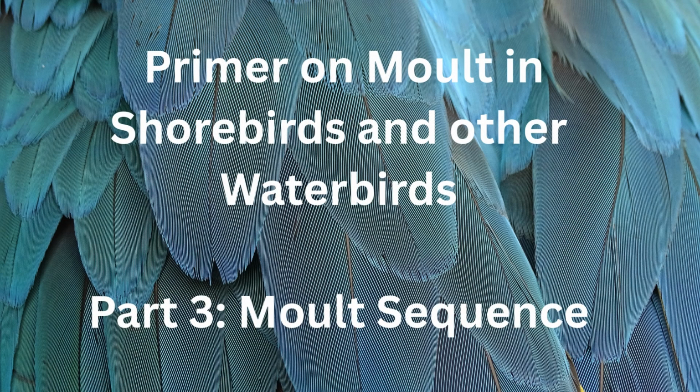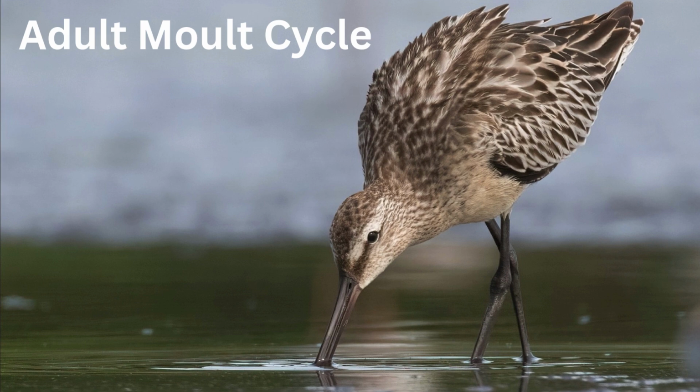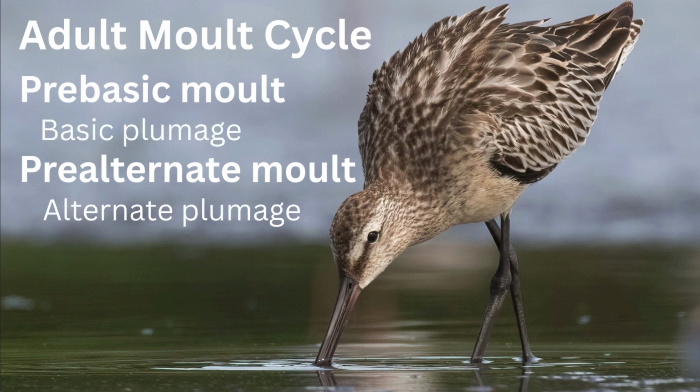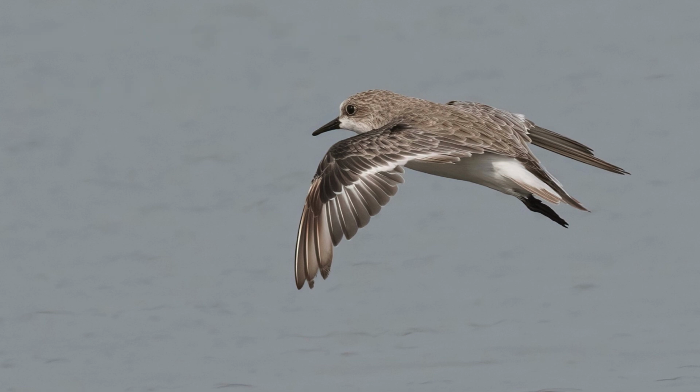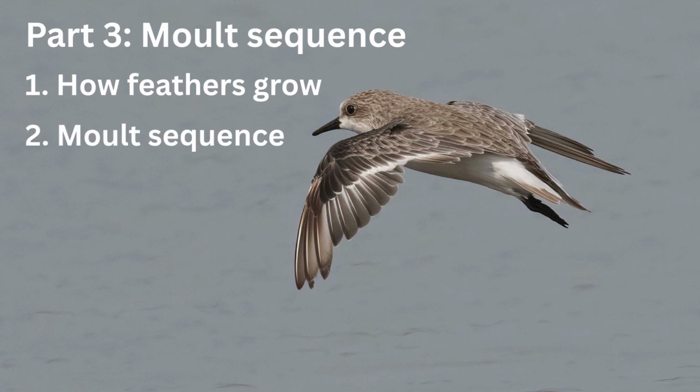Welcome back to this series on molt in shorebirds and other waterbirds. In parts 1 and 2, we covered the adult or definitive molt cycle, which includes pre-basic and pre-alternate molts, producing basic and alternate plumages respectively. In this section, we're going to look at how old feathers are replaced with new ones, and in particular, how this follows a somewhat predictable sequence.